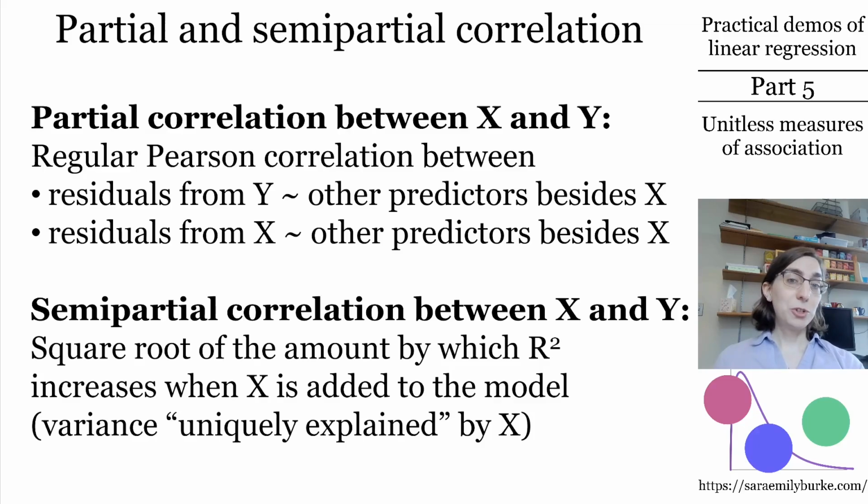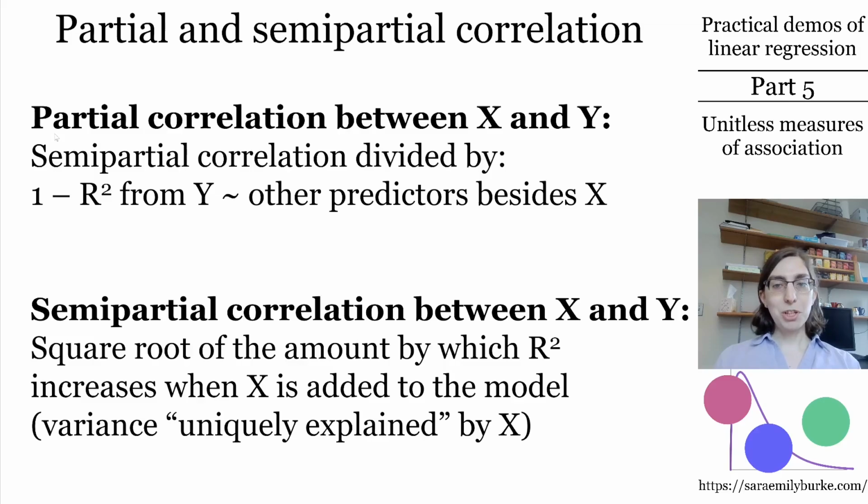We can give another interpretation of the semi-partial correlation. The semi-partial correlation between x and y is the square root of the amount by which the r² value from the regression model increases when x is added to the model. So if you have a model that has x and some other predictors and y is the response variable, you can imagine taking x out of the model and getting the r², and adding x back in the model and getting the r² after that point. And if you take the amount that the r² changes and take the square root of that amount, you get the semi-partial correlation. So another way of thinking about the semi-partial correlation is that it's the variance uniquely explained by x.